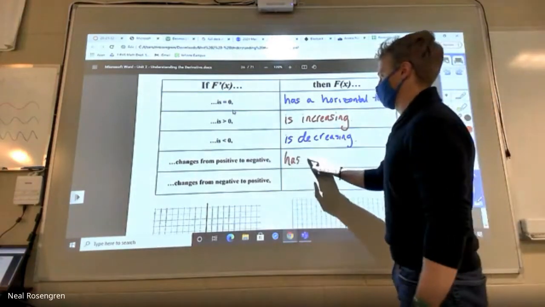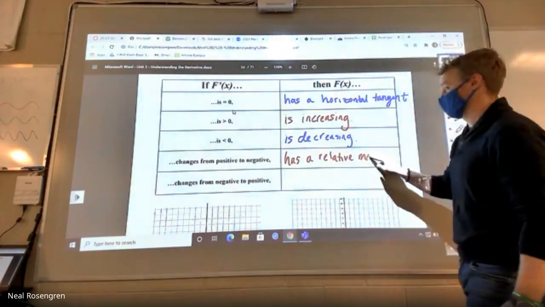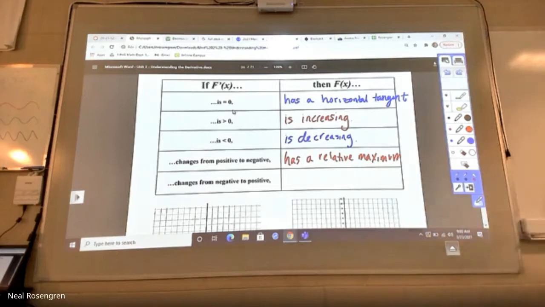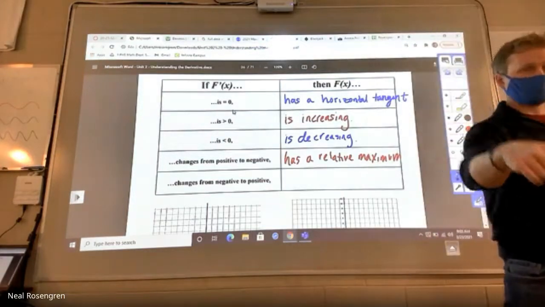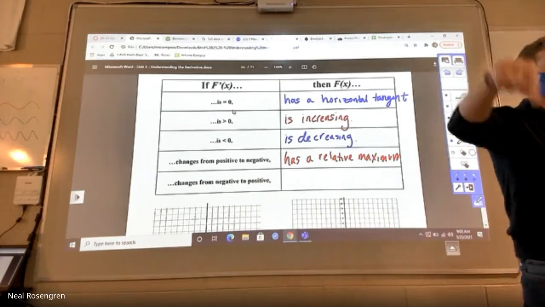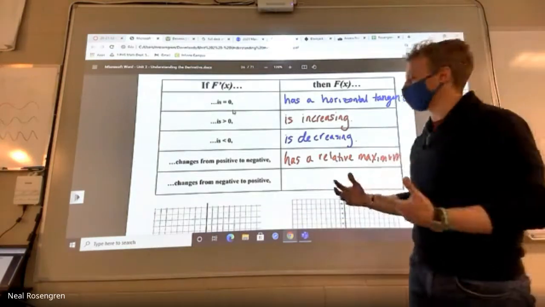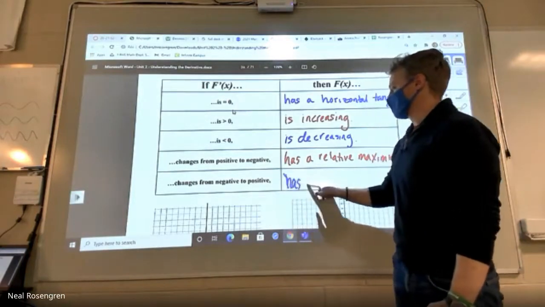Has a relative maximum. Guaranteed. There's nothing I could do to draw a graph that goes from increasing to decreasing without hitting a relative maximum. And what does that mean then from going from negative, so decreasing, to positive? Has to be a minimum. Has to be. Now, I don't know if it's going to be a global or a relative, but I can guarantee it's going to be a relative. Has a relative minimum.